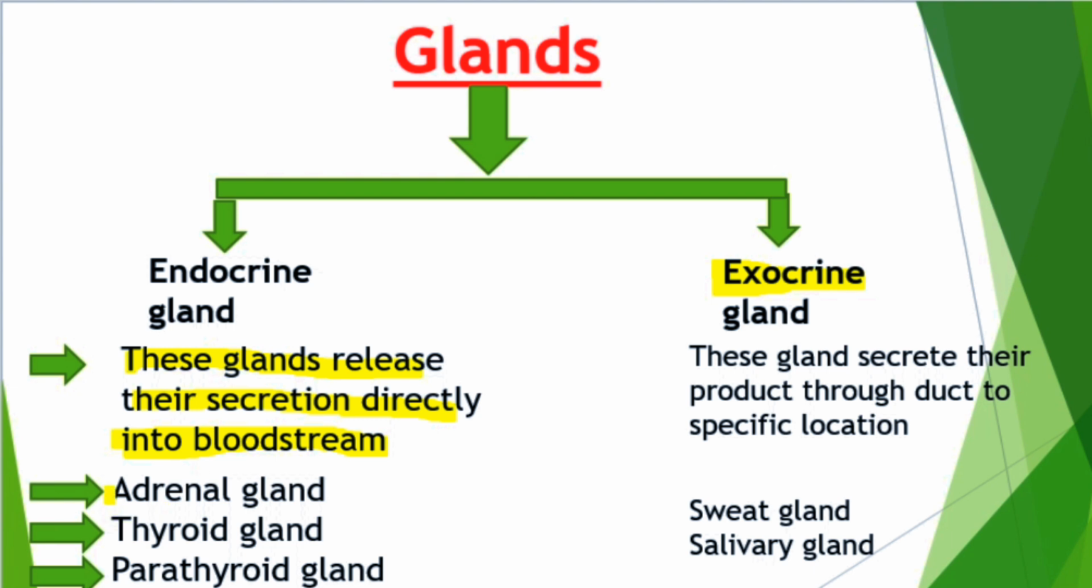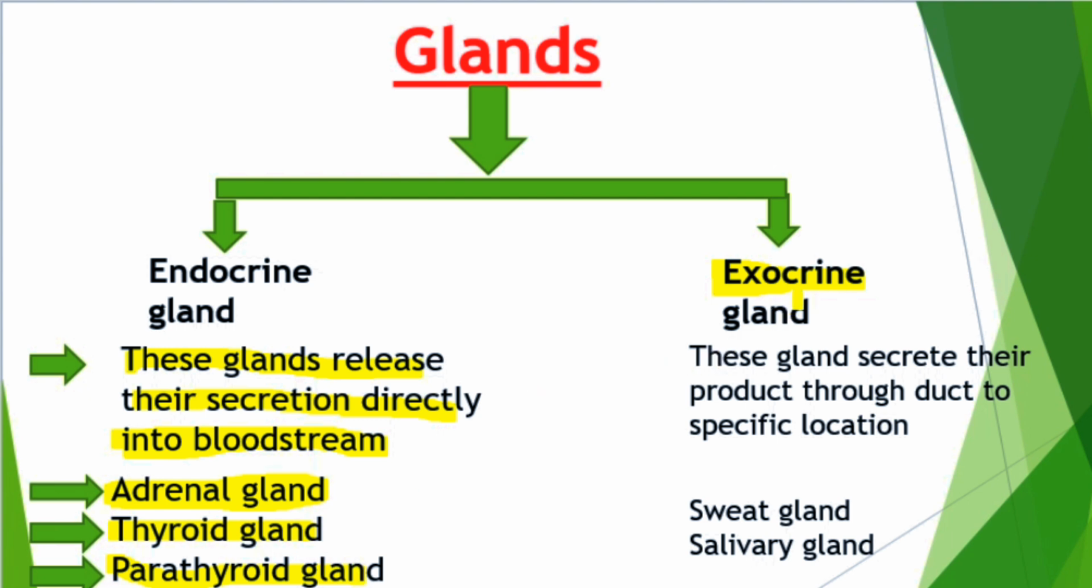So here the examples are mentioned. These are the adrenal glands, which are endocrine glands. The second one is the thyroid gland, and then the parathyroid glands. These are examples of endocrine glands.